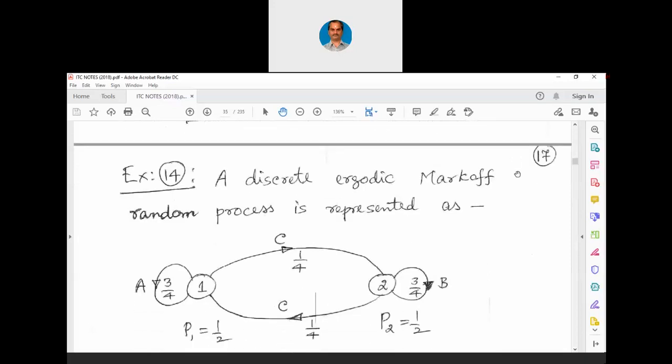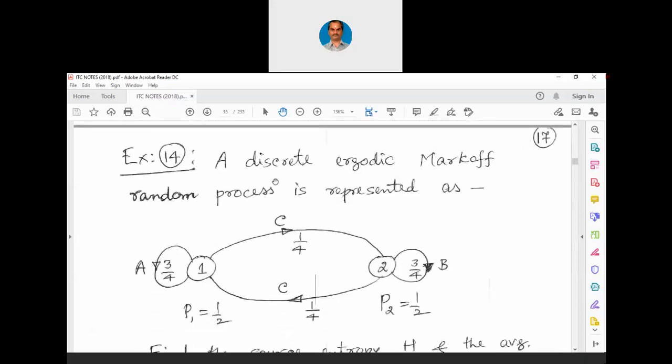Yeah, this one. This is exercise 14. A discrete ergodic Markov random process is represented this way. It is in 2 states emitting symbols A, B and C. Now you have to find out the probability of A, probability of B, probability of C, which we have already done earlier. Okay. A gets emitted from state 1 again when it is coming back to state 1.